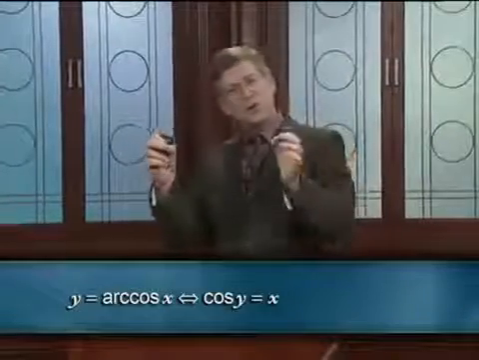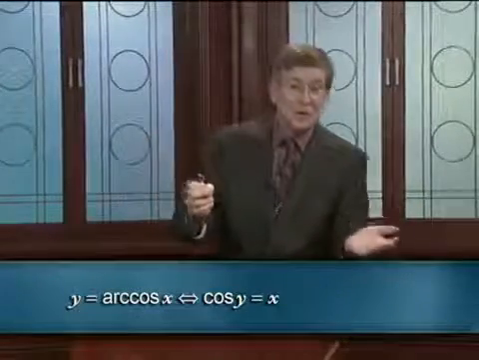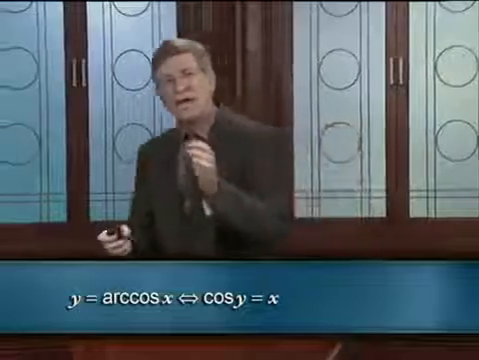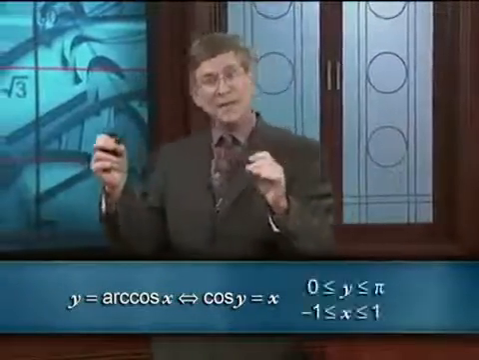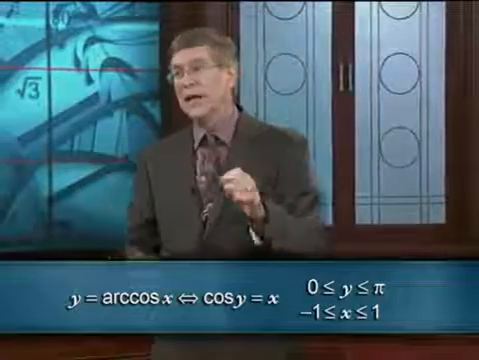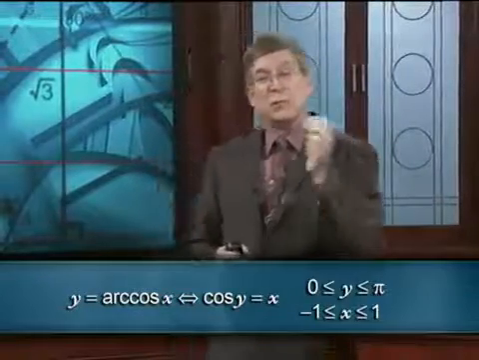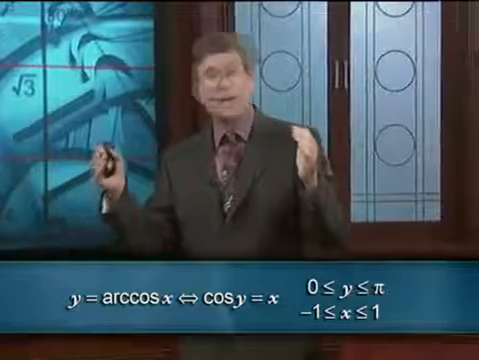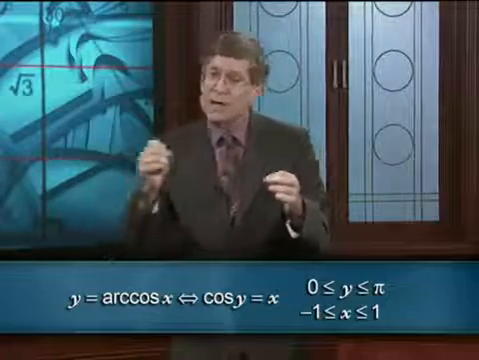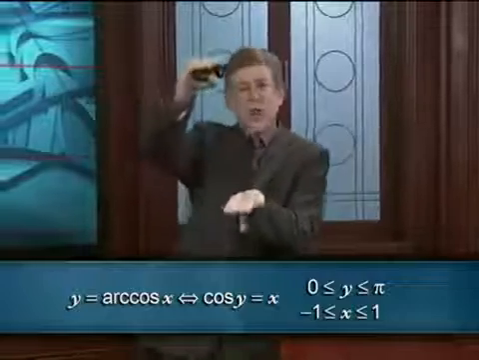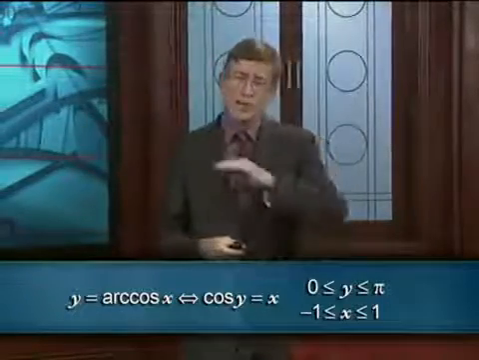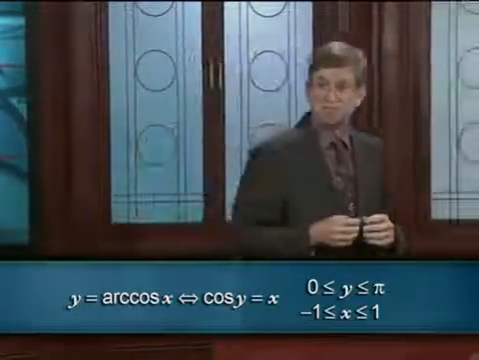So, here is the definition of arc cosine. y equals arc cosine x if and only if cosine y equals x, and here come the restrictions: x is between -1 and 1, and y is between 0 and pi. 0 and pi, that's the restriction we made. The x part, -1 to 1, that's because it's still going between -1 and 1, like cosine always does.